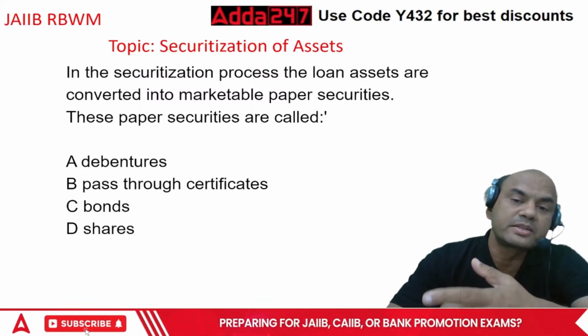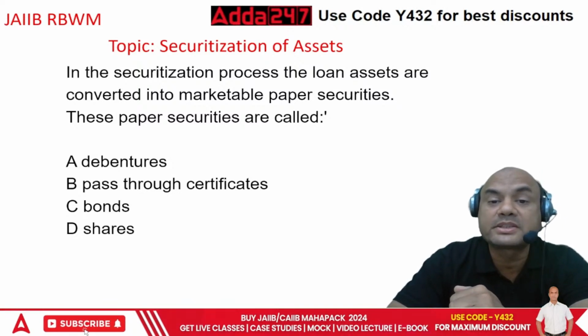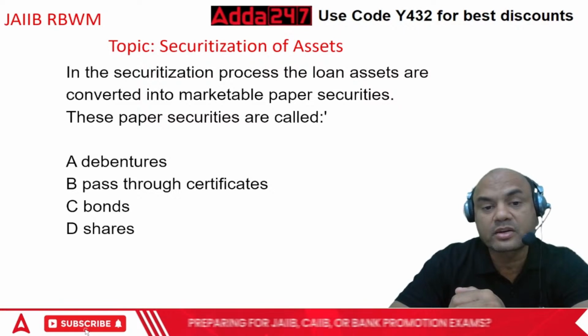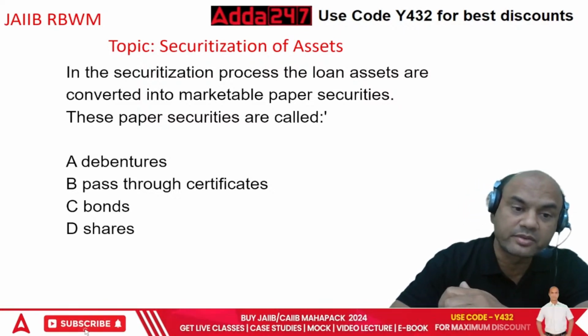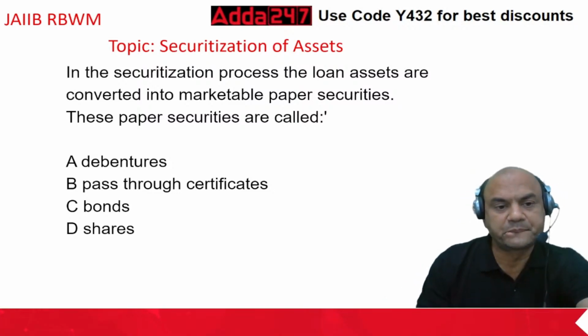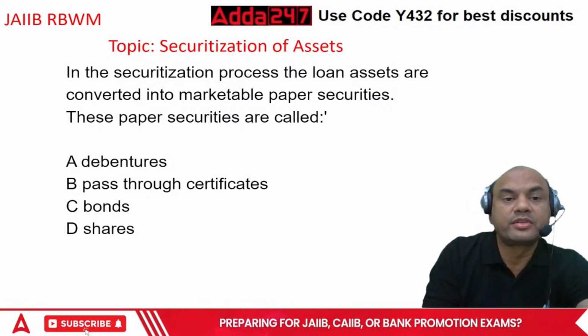In the securitization process, the loan assets are converted into marketable paper securities. These paper securities are called as what? Debentures, pass-through certificates, bonds or shares.